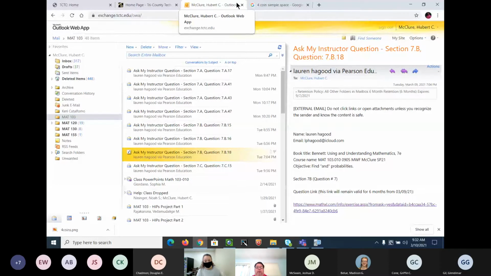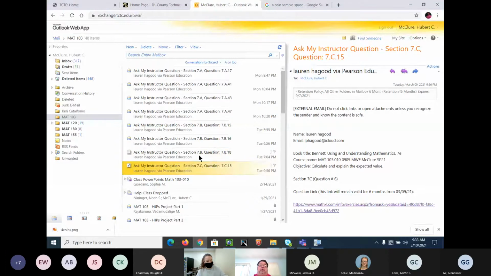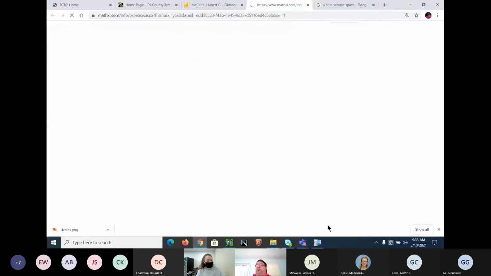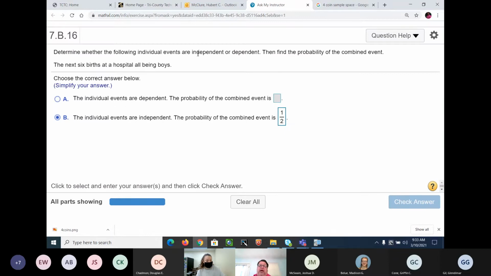7B, number 16. All these short and sweet questions, they're test questions. So is this short and sweet? Let's look. Yep. Determine whether the following individual events are independent or dependent. Well, I can tell you right now it's going to be independent, because if you come out a boy, can you go back and come out a girl? No. So this is without replacement. With replacement, sorry. So it's going to be independent. I think it is. No, it's going to be dependent because you can't replace. Okay, so it's going to be dependent.